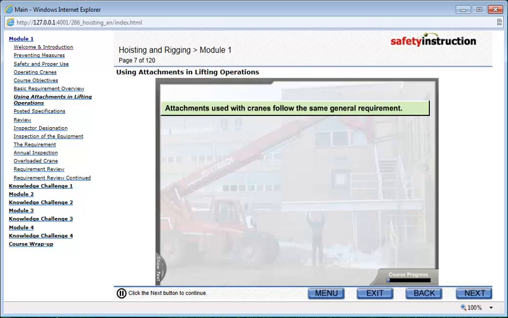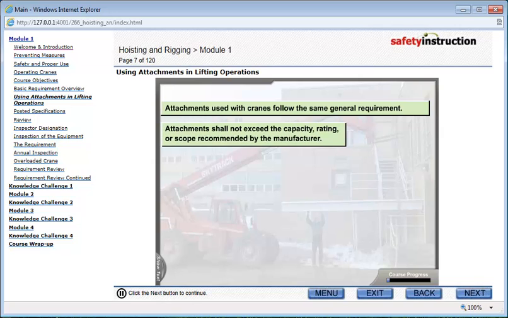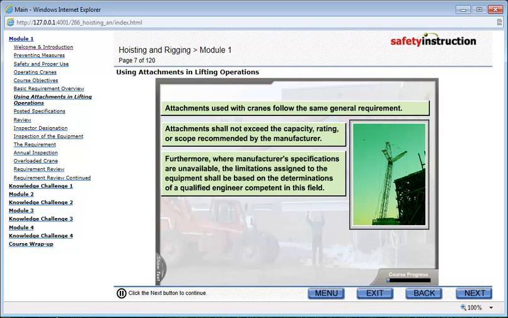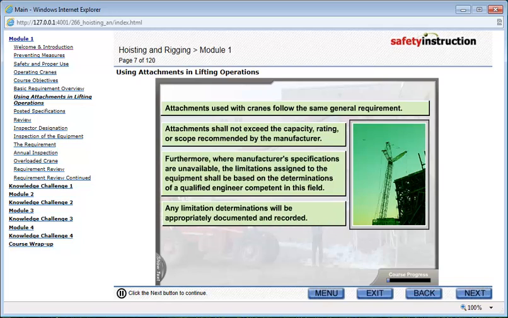Attachments used with cranes follow the same general requirement. Attachments shall not exceed the capacity, rating, or scope recommended by the manufacturer. Furthermore, where manufacturer specifications are unavailable, the limitations assigned to the equipment shall be based on the determinations of a qualified engineer competent in this field. Any limitation determinations will be appropriately documented and recorded.